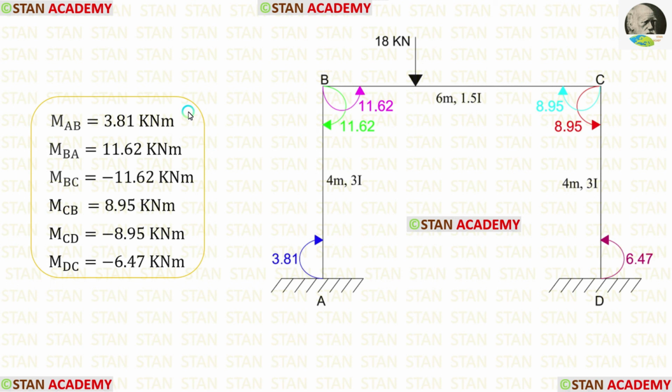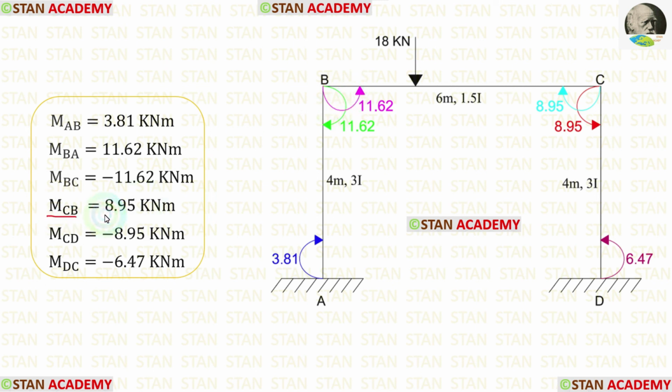In this analysis, we have calculated all of the moments. For MAB, we got a positive value. That means it is acting in the clockwise direction. For MBA, we got a positive value. That means it is also acting in the clockwise direction. For MBC, we got a negative value. That means it is acting in the anti-clockwise direction.